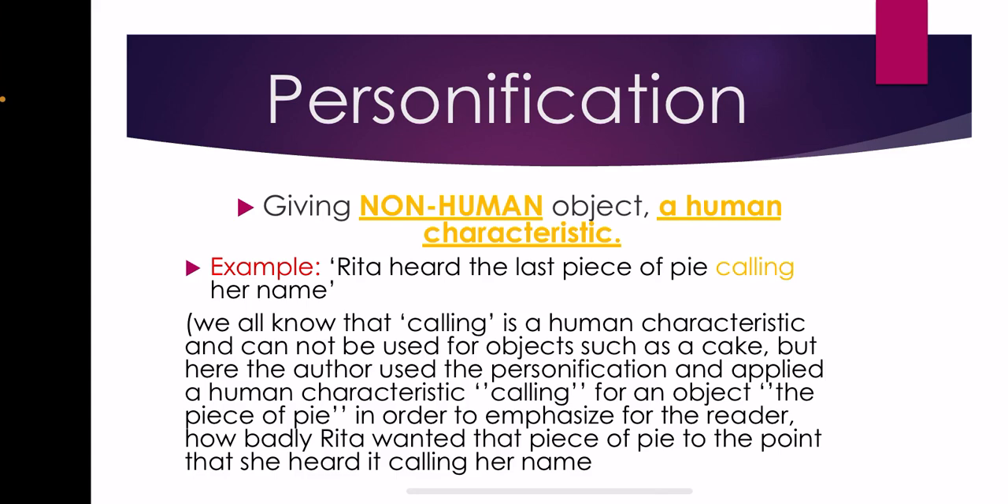The personification now. Personification is giving a non-human object a human characteristic. For example, Rita heard the last piece of pie calling her name. Of course, the piece of pie cannot call. Calling is a human characteristic, but here the author gave it to a piece of pie to express how much Rita wanted to eat this piece of pie. So this is a personification.